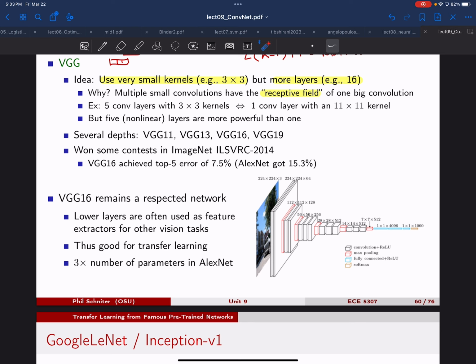And these lower layers are still respected. They're still used for other vision tasks. People don't really use AlexNet, but they do use this. However, the cost of these extra layers and so on is 3 times the number of parameters in AlexNet. So it's definitely kind of an issue.